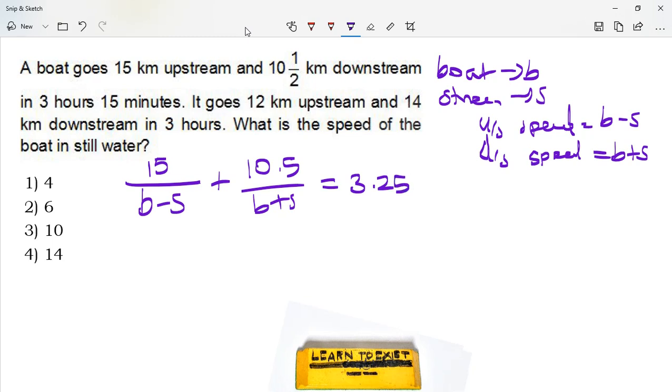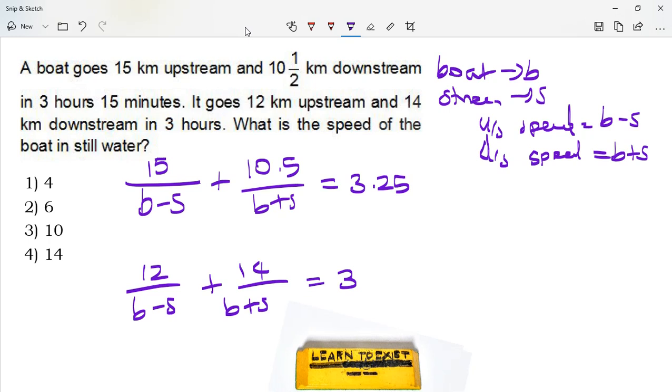Alright. And similarly we can write 12 by b minus s plus 14 by b plus s, and the total time taken is 3 hours. So there are several ways to solve this. There are only two variables and we have two equations, so we can definitely find out the value of b and s.